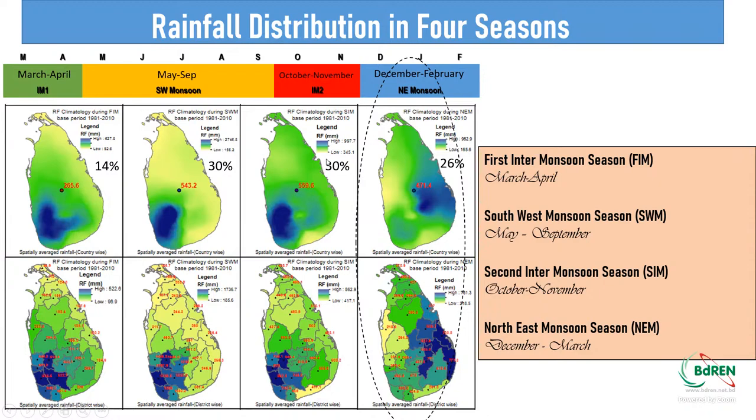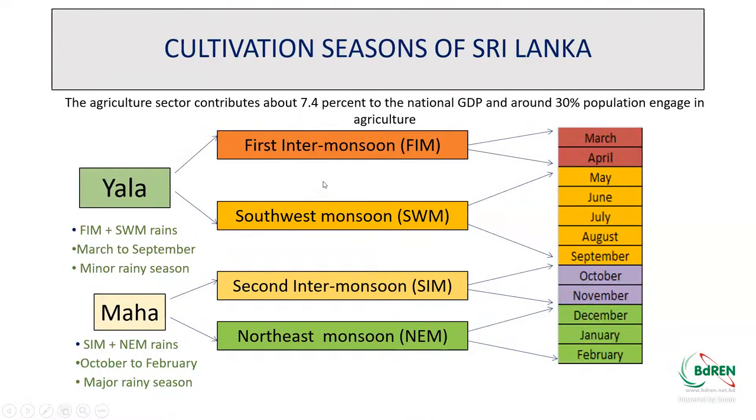The intermonsoon, that means March, April, and the southwest monsoon season from May to September, in both seasons the agricultural practices are called the Yala season. In this season, the first intermonsoon has the least amount of rainfall as a whole. But the southwest monsoon season, especially the southwestern part, gets heavy rainfall. But agricultural activities are mostly confined to the dry zone of the country. That is why they mention the minor rainy season for that season.